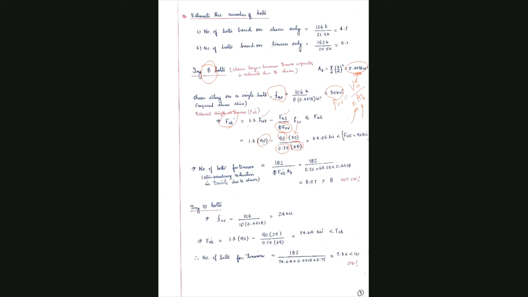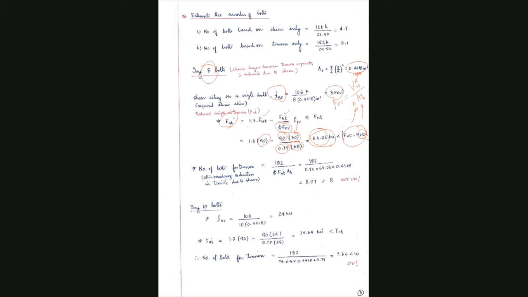So we see that the strength of the bolt in tension is reduced because of the effect of shear. We get a reduced value of Fnt called Fnt prime. The value of Fnt is actually 90 ksi, but when you calculate Fnt prime, you see that it is lesser than 90.